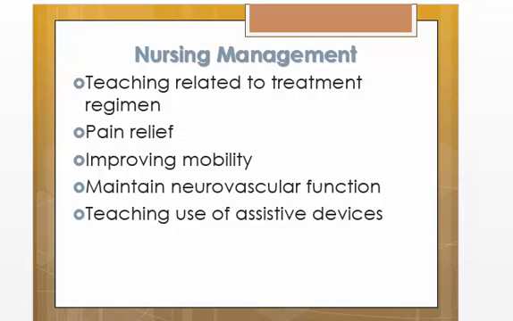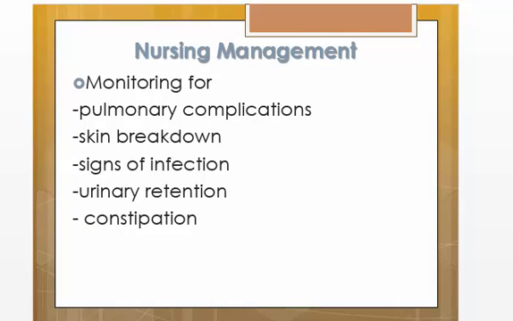So normal findings that we hope to find on a fractured limb would include minimal edema and discomfort, pink color, warm to touch, capillary refill within the normal range, normal sensations, and ability to move their fingers or toes. Continued nursing management on the next slide.